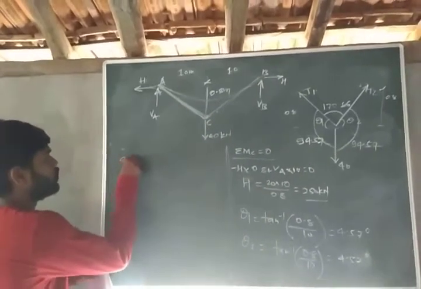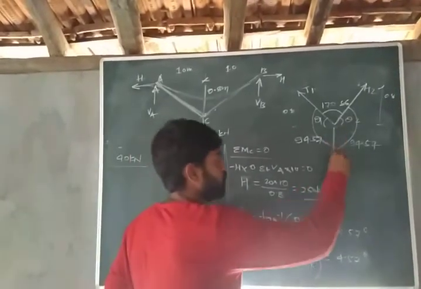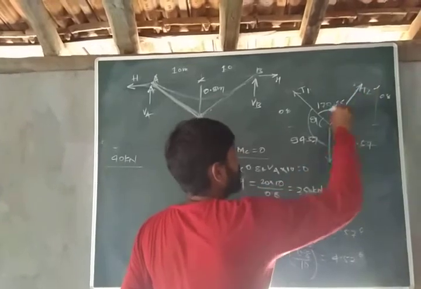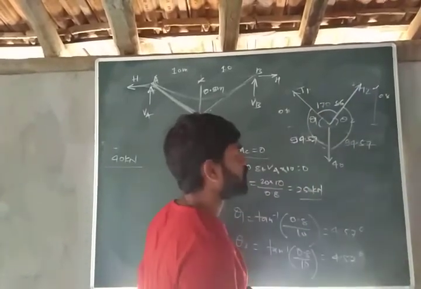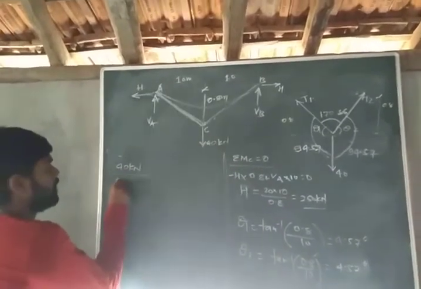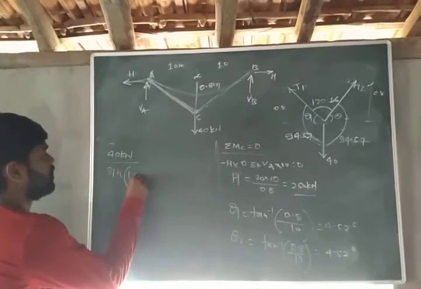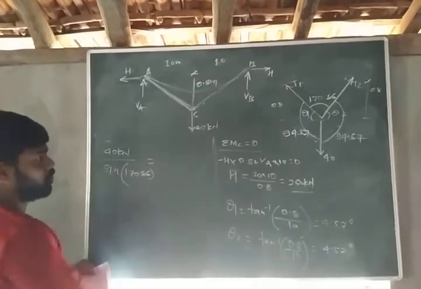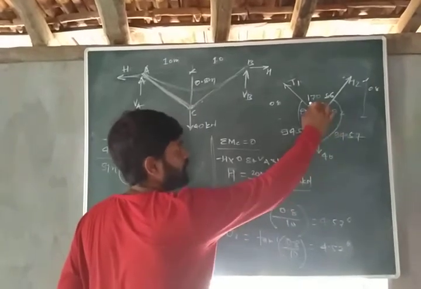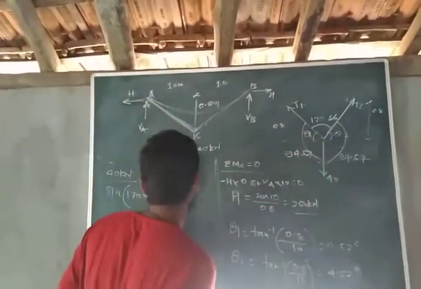Okay. So now apply Lami's theorem. So 40 kilonewton. For Lami's theorem, suppose I am considering this force, then the angle between the remaining two. If I am considering this P2, then I will take the angle of the remaining two. So 40 divided by sine of 170.86 is equal to, see, I have taken this force 40 kilonewton and I have taken sine of the angle between the remaining two forces.